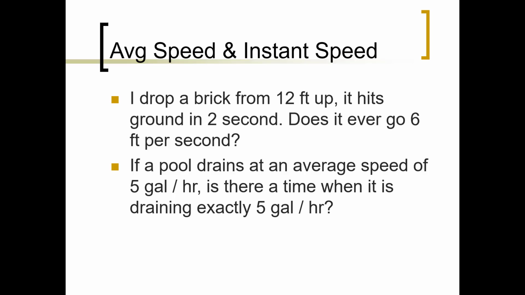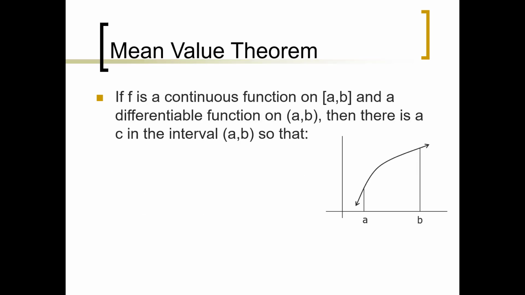Now it should, because if it ever goes less than that speed, it would never actually get to the ground. And certainly if it goes beyond that speed, you would think it goes 6 feet per second sometime. Well, if a pool drains at an average speed of 5 gallons per hour, is there any time when it's draining exactly 5 gallons per hour? Again, it makes sense that it should. We can answer these questions by using the mean value theorem.